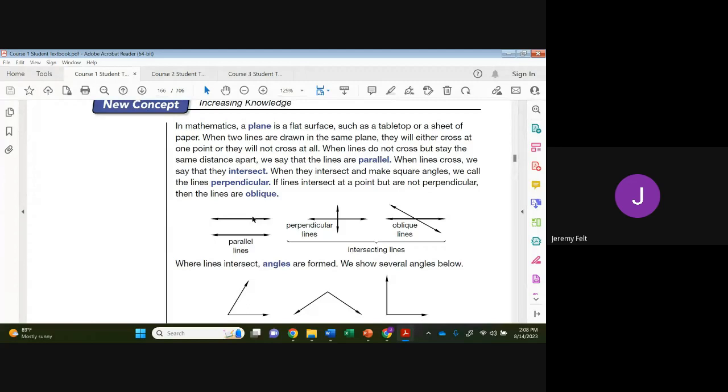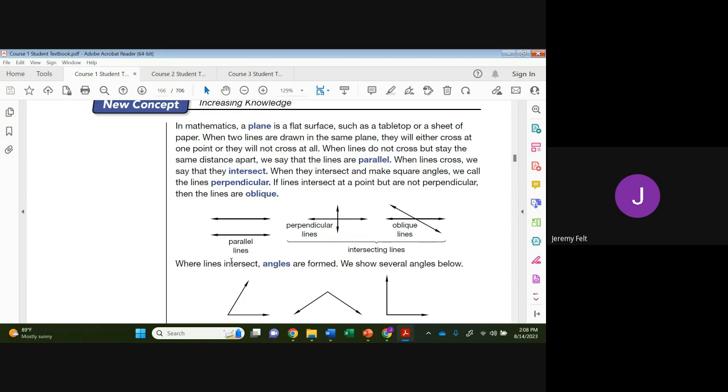They're never going to intersect. So they're parallel. They would never be pointed up or down at each other. That would cause them to cross. Perpendicular means they meet at right angles. So it makes this cross shape, and then every angle of intersection is a 90-degree angle. If lines intersect at a point but are not perpendicular, the lines are oblique. Okay, so parallel, perpendicular, oblique.